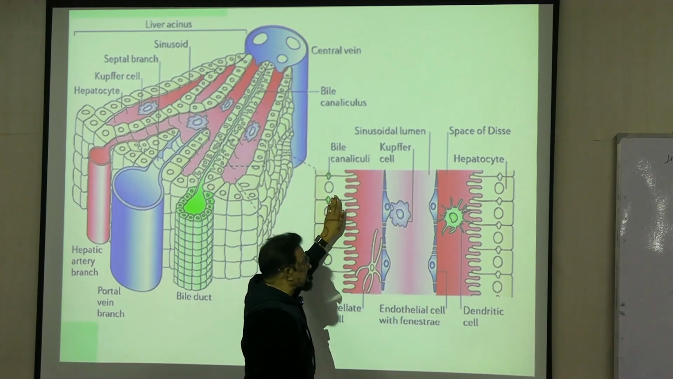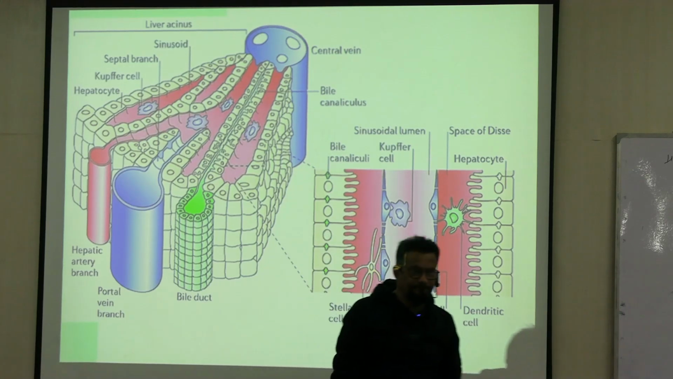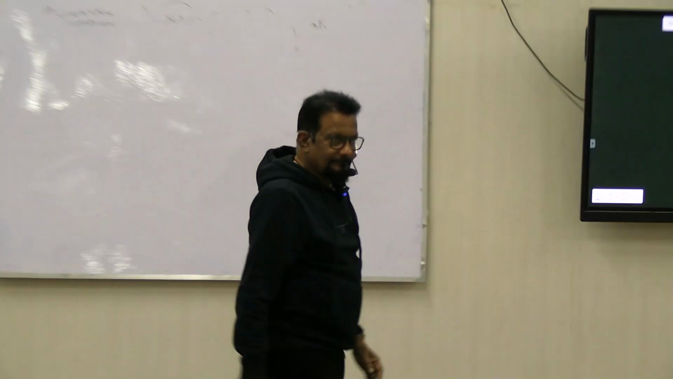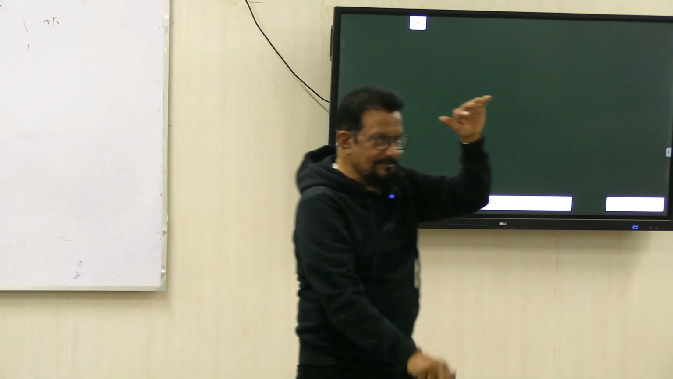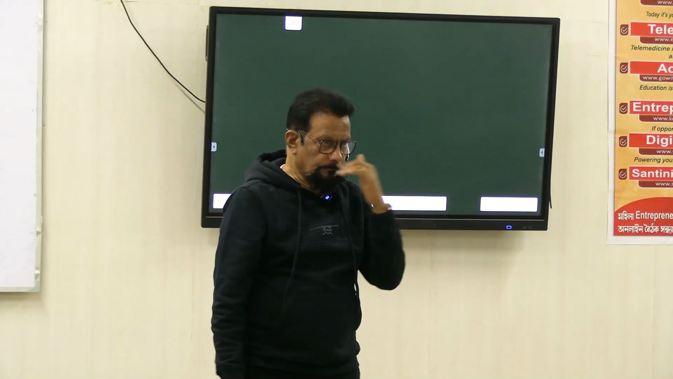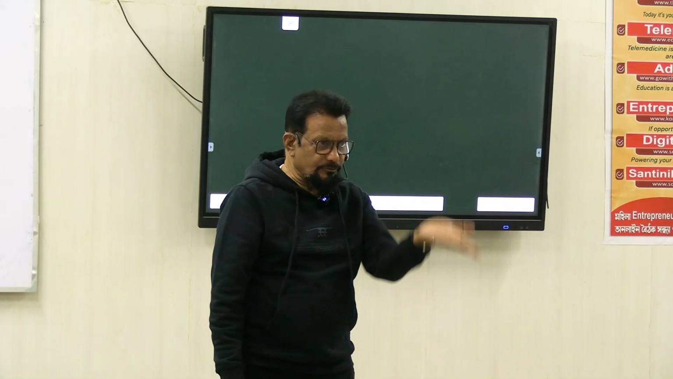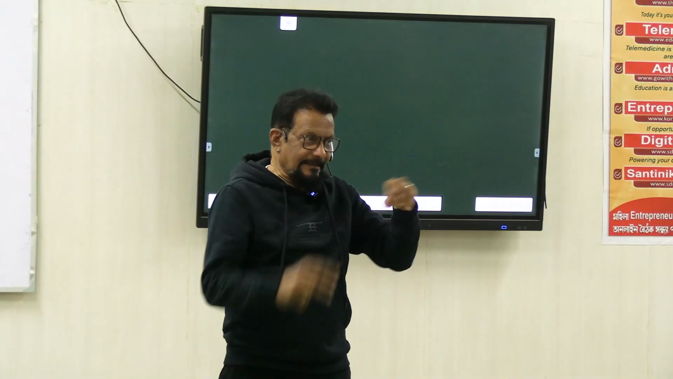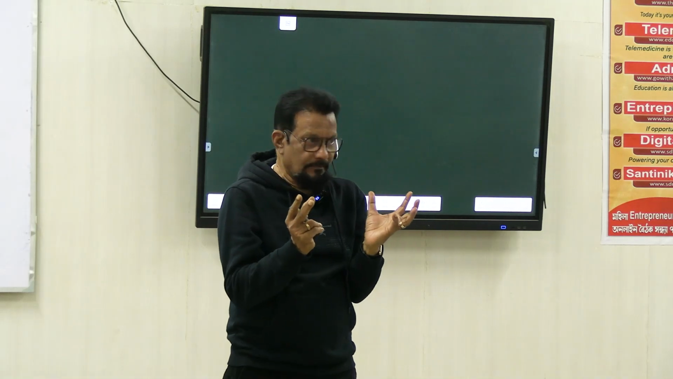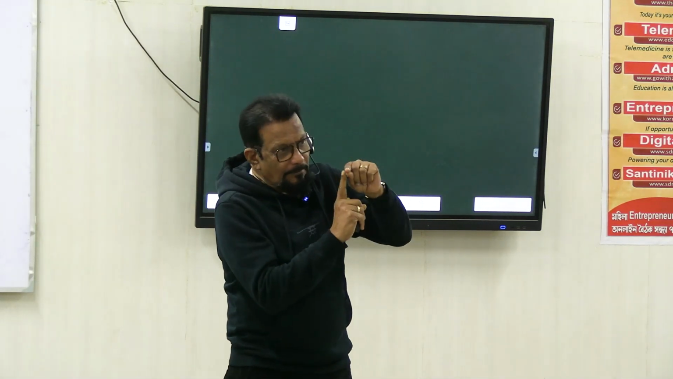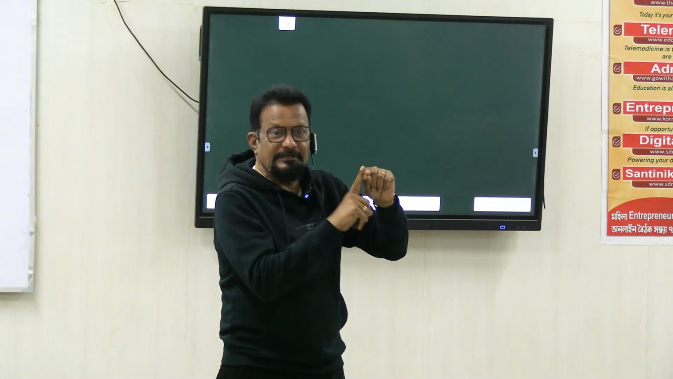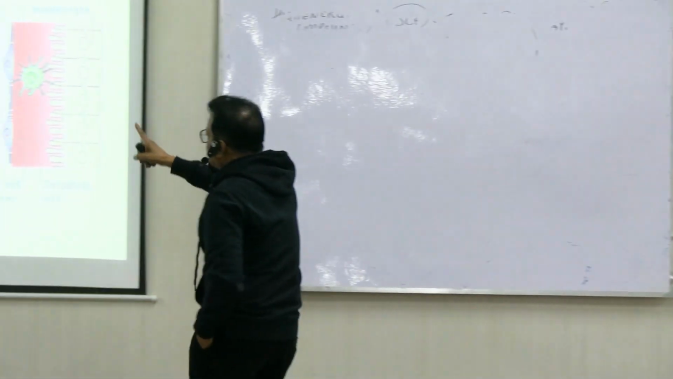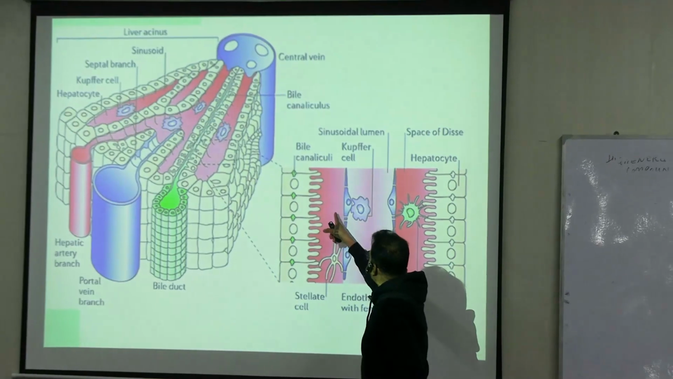say this hepatocyte has stored glycogen. Now blood sugar level has become low, so sugar level has to be increased. The hepatocyte has a storage of glycogen, so it will break down this glycogen into glucose. Now this glucose will be liberated from here into here.